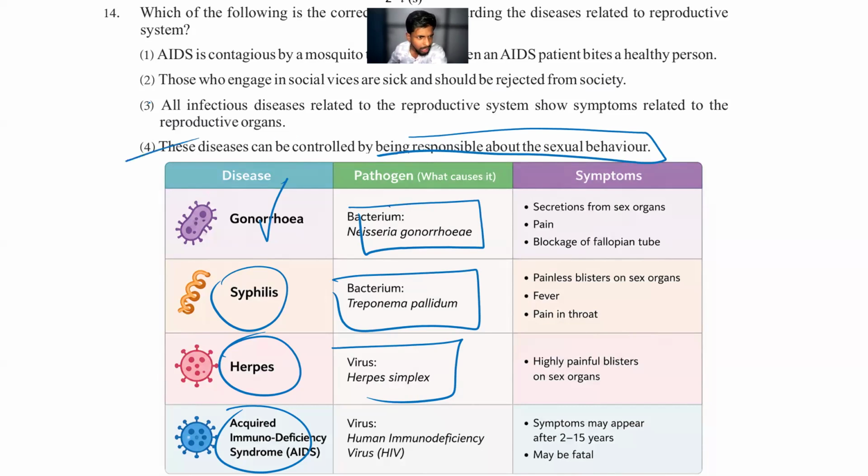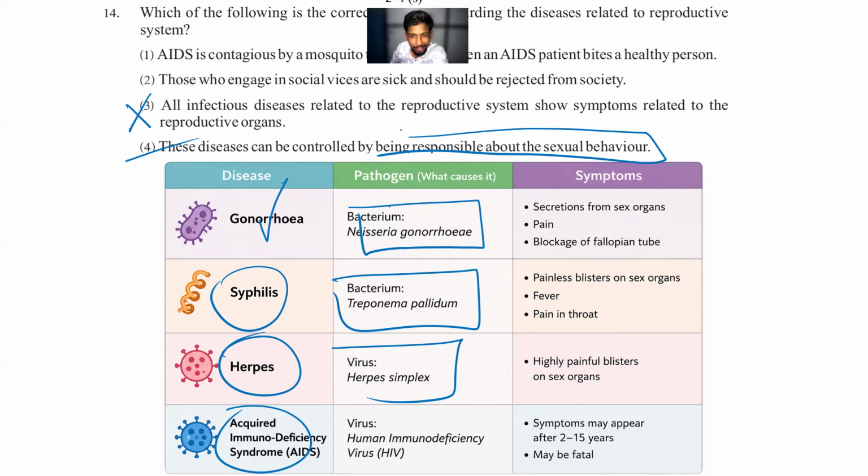Here there's another, third option: all the infectious diseases related to the reproductive system show a symptom related to the reproductive organ. I said earlier that these diseases are not only related to the reproductive organs, because AIDS is a kind of disease that affects the total part of the body. So option number 3 is wrong. Those who engage in social vices are sick and should be rejected from society. This is not the proper option.